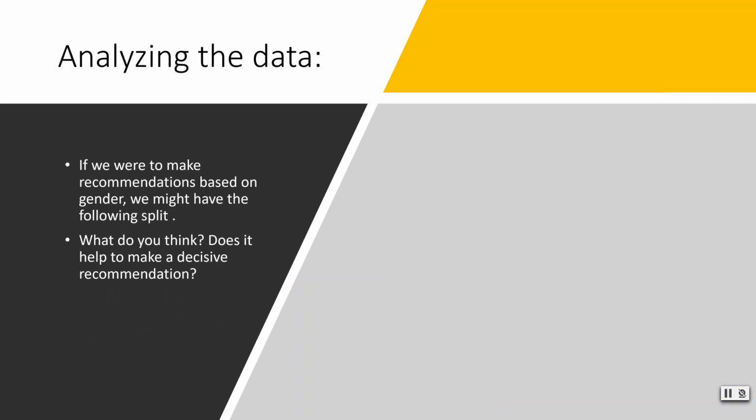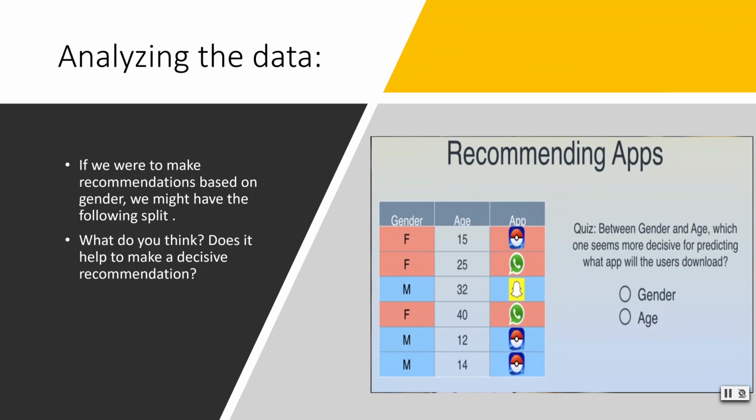Take, for instance, if we were to make recommendations based on gender, we might have the following split. For females, you observe that there is a greater tendency to download WhatsApp as compared to Snapchat. Whereas for males, there's a greater inclination to download Pokemon as opposed to Snapchat. Well, that is if we decide to make a split based on gender. That is not the only variable we have information or data on. We also have age. So let's consider that.